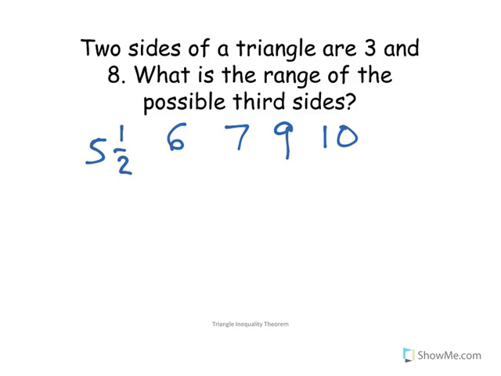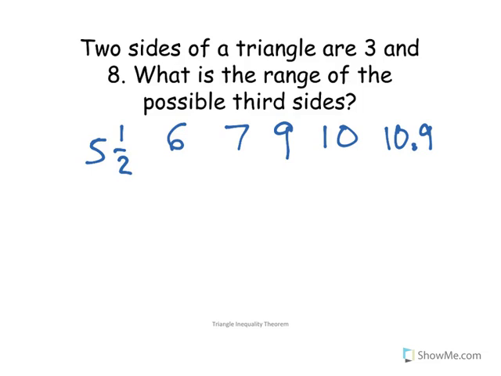And then somebody would think they're very smart, and they'd say, well, what about 10.9? And I'd say, sure, 10.9 works, right? 3 plus 8 is bigger than 10.9. And then someone else would say, well, what about 10.99999? And I'd say, yeah, that works too. And someone would say, what about 5.00001? And I'd say, absolutely, all these values work.